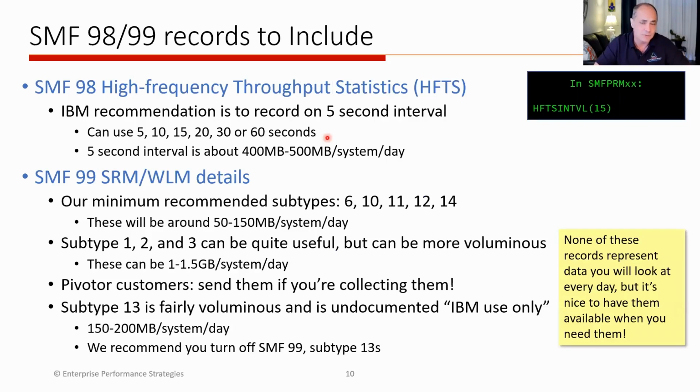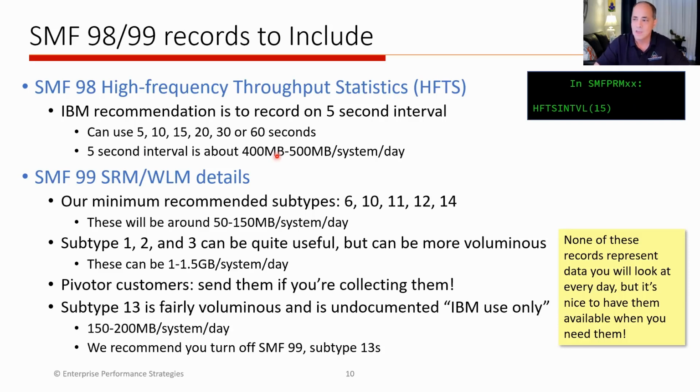So at a very high level, the first record we're going to talk about in a few slides is the SMF 98 record, which is the HFTS record, your high frequency throughput statistics. In the SMFPRM, if you have this parameter specified, that's how you get it turned on. We recommend a 5-second interval, but you can use the intervals listed here. A 5-second interval will give anywhere between 400 and 500 megabytes per system per day. That seems like a lot, but when you compare it to your CICS or DB2 data, it really isn't very much at all.